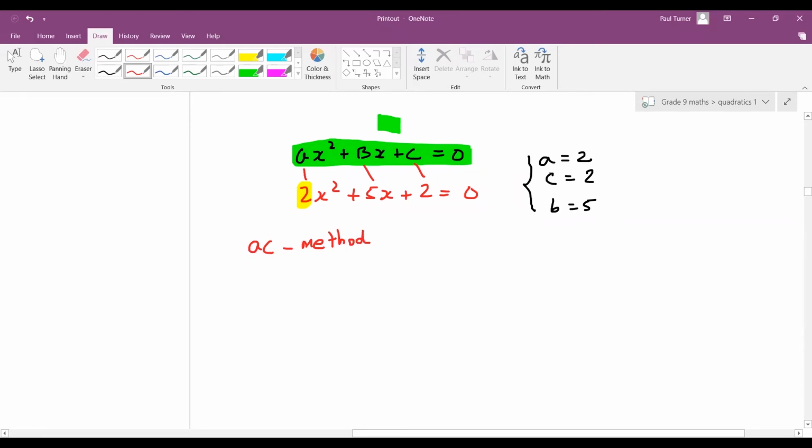That means we multiply A and C. So AC here would be 2 times 2, which is 4. And B is the middle number, which is 5. Now, in the last question, A here is 1, isn't it? A was 1. So 1 times 2 would be 2. This would be 2 if A is 1.